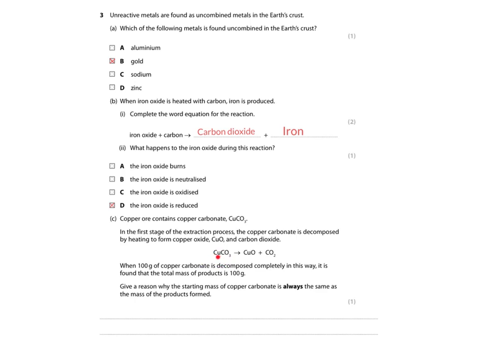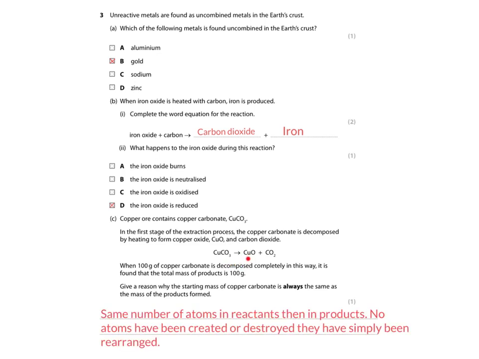If you count them, you can see you've got one copper atom on the left-hand side in the reactants, and one copper atom still in the products. We've got one carbon atom in the reactants, and still one carbon atom in the products. We had 3 oxygen atoms in the reactants, and you can see you've got one oxygen atom in one of the products, 2 oxygen atoms in the other product, so it adds up to 3. So you've got exactly the same number of atoms, therefore the mass will be exactly the same. This is always the case for a reaction, the mass never changes. We can say that no atoms have been created or destroyed, they've just simply been rearranged. They're no longer bonded to the same things that they were bonded to originally.